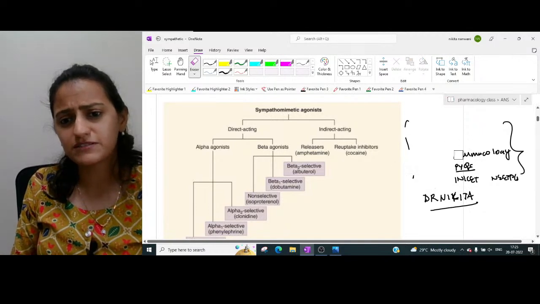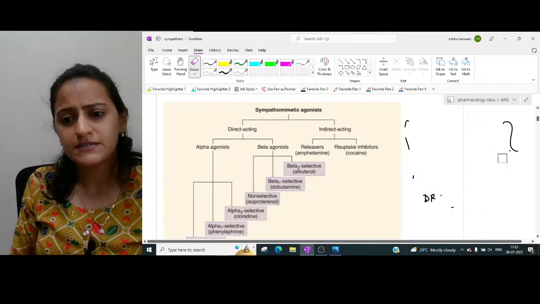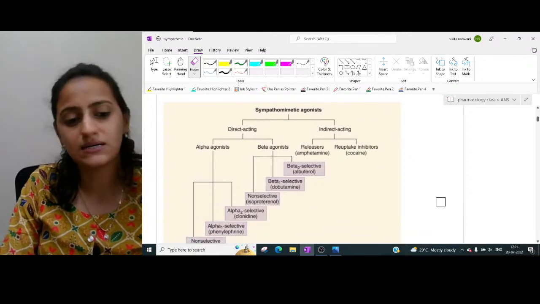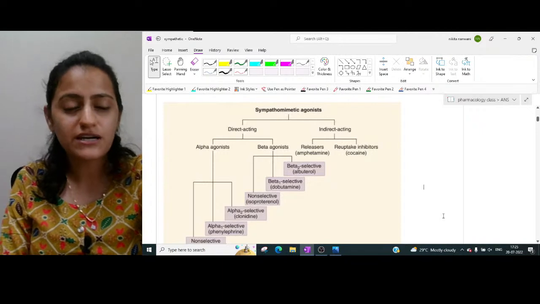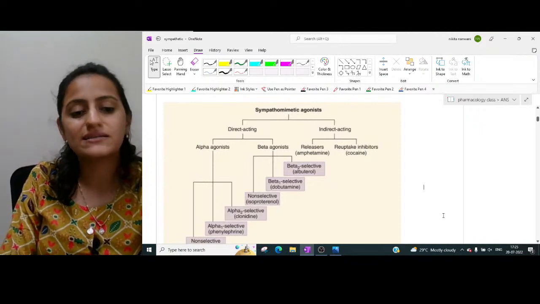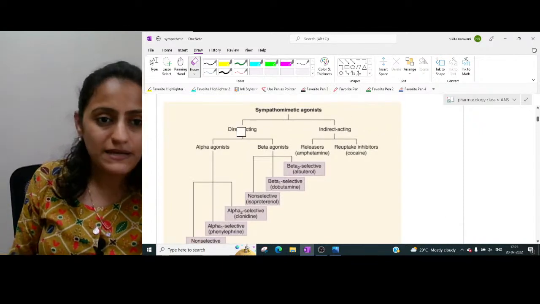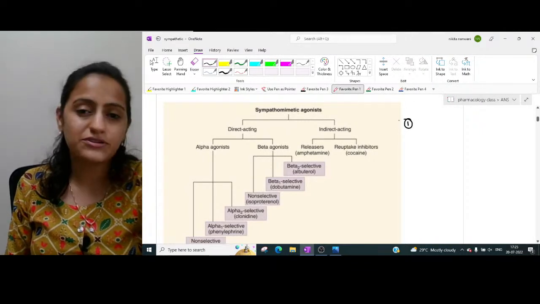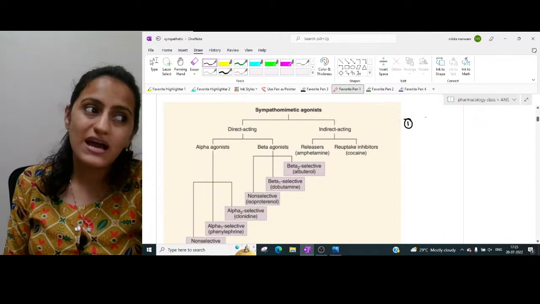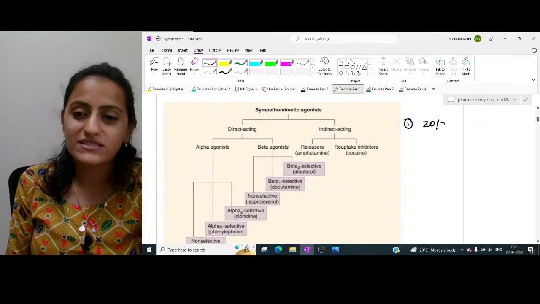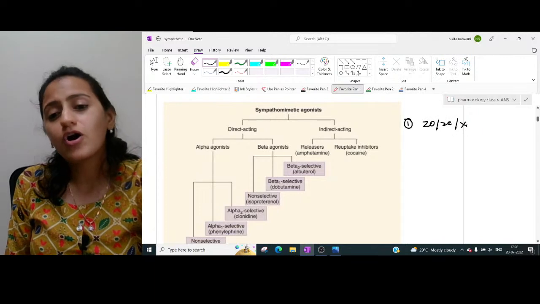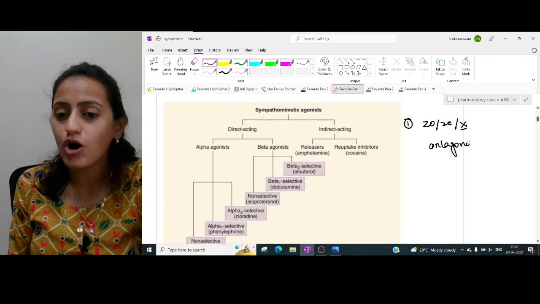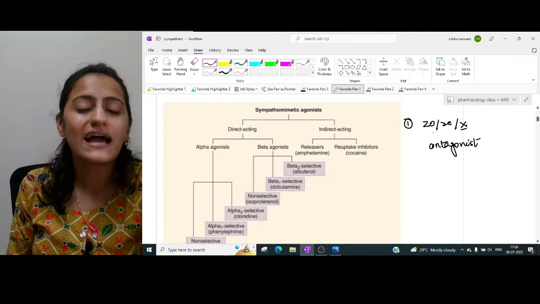Let's start with a quick revision of the sympathomimetic agents. I'll try to reduce the confusion of the drugs in ANS pharmacology. The first point to remember is that whenever you see drugs which have Z, like ZO or ZE in their spelling, or X in their spelling, these are basically antagonist drugs.